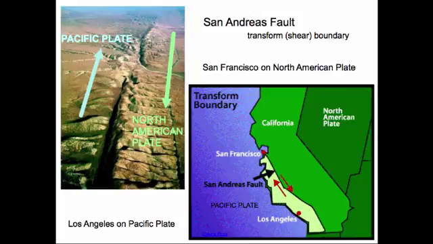North American plate on the right or on the east side, and the Pacific plate, which is primarily ocean, but there's a sliver of the Pacific plate which is actually continental crust, and that is scraping alongside the North American plate. So tectonically speaking, Los Angeles is not on the same continent or tectonic plate as us. However, San Francisco is on the same tectonic plate as Minneapolis.